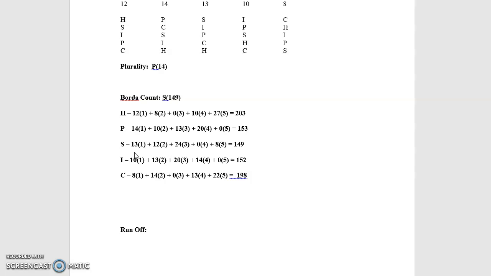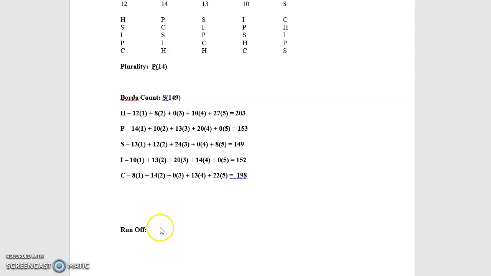I'm just going to go through H. There are 12 first place votes for H, so 12 times 1. H has 8 second place votes, 8 times 2. H has 0 third place votes, so 0 times 3. H has 10 fourth place votes, so 10 times 4. And H has 27 fifth place votes, so 27 times 5. I'm multiplying those and adding them. I'm doing that for each candidate, and the lowest score wins. So in this case, S wins with a score of 149.